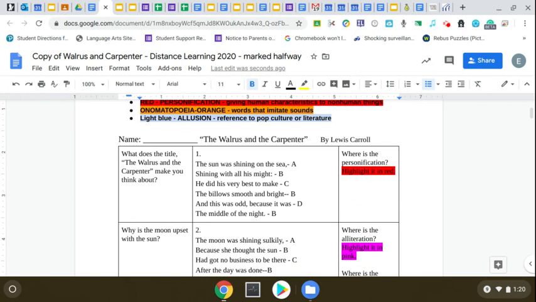The sun was shining on the sea, shining with all his might. He did his very best to make the billows smooth and bright. And this was odd because it was the middle of the night.